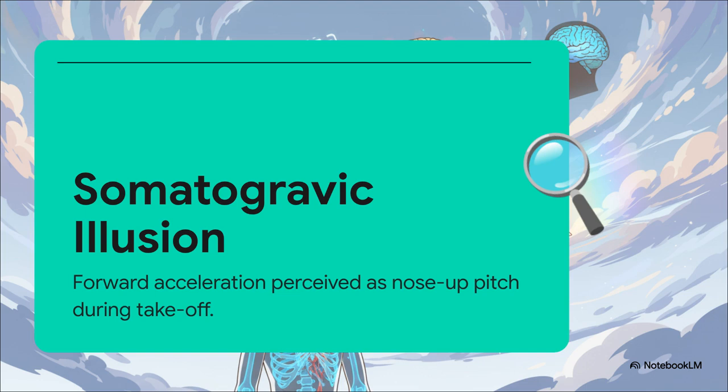First up, the somatogravic illusion. Conceptually, during takeoff, strong forward acceleration deflects your otoliths backwards, exactly like gravity would if you tilted your head back. Your brain literally can't tell the difference, so it perceives this forward acceleration as a nose-up pitch.